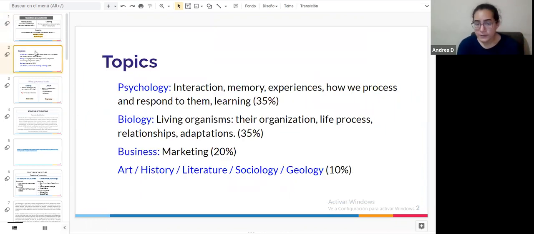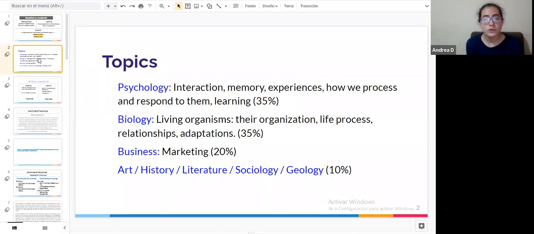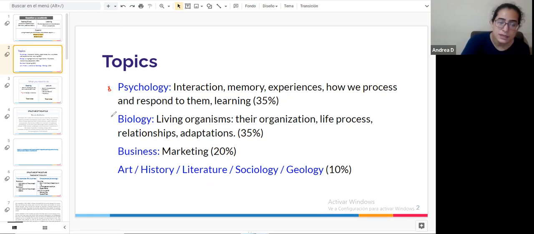Now, as for the topics, the great thing about the speaking, I would say, is that for all of the tasks, maybe with the exception of the first one, you know exactly what the topics are going to be. So you can be more prepared. Here in this task, you have these three very common topics. Most of the time, like 90% of the time, you have one of these three: psychology, biology, or business. So it's quite predictable.